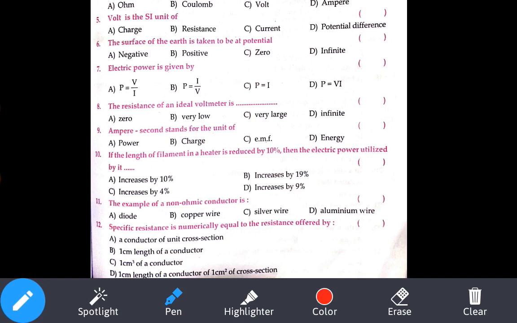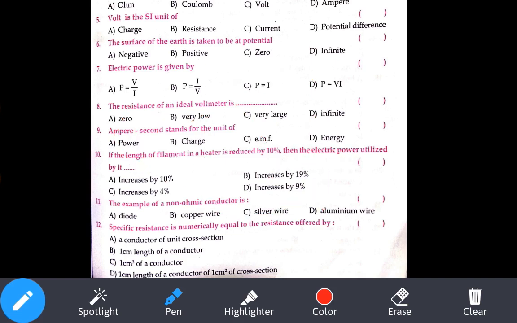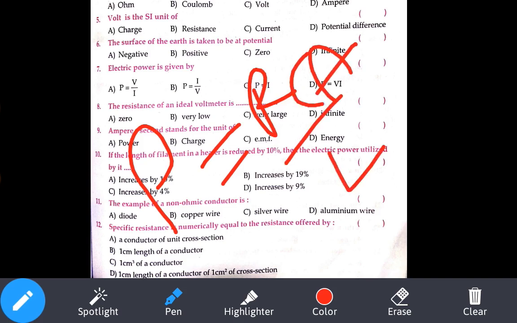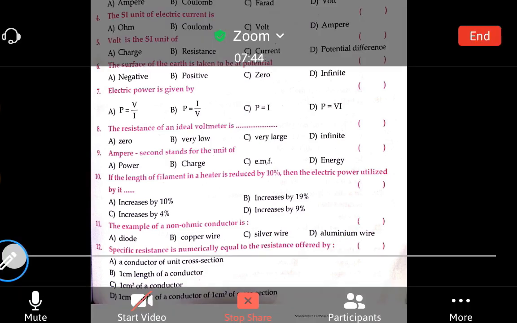The specific resistance is numerically equal to the resistance. So what is the relation between resistance and specific resistance? R is equal to rho L by A. If I bring this A and L to the left side, it becomes rho is equal to R into A by L. Area is measured in centimeter square, length is measured in centimeter. Here we come to the options. So it is equal to option number D. You can say 1 centimeter length and 1 centimeter square of area of cross section. Option number D is our answer.